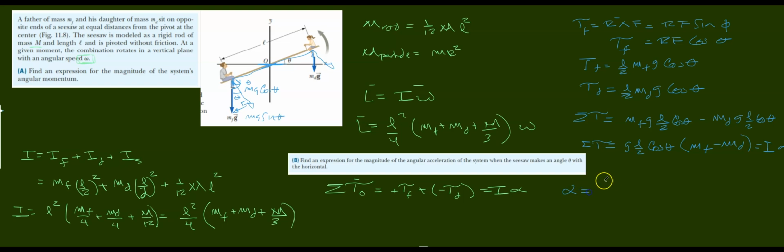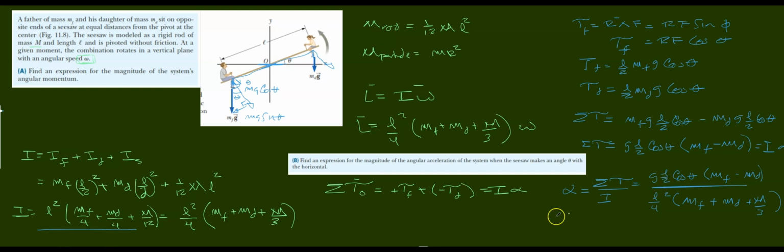So alpha then is the net torque over the moment of inertia. So that's g L over 2 cosine of theta, (mass of the father minus mass of the daughter), over the moment of inertia, which is all this: L squared over 4, (mass of the father plus mass of the daughter plus mass of the seesaw over 3). And then, yes, you can cancel one of the L's, and then that's pretty much it.